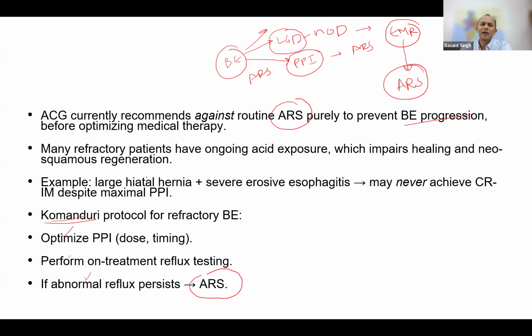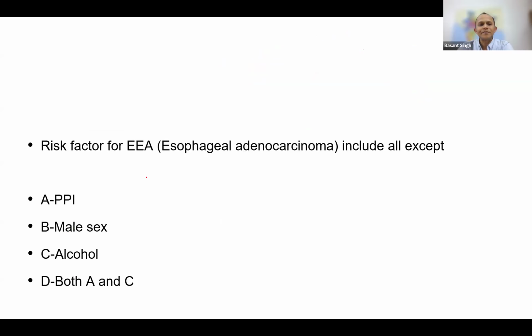So that is the whole idea of Barrett esophagus. First, give PPI, optimize the patient. If you have any dysplasia, do endoscopic resection. Even after all these things, if there is reflux and the patient is symptomatic, then you go for anti-reflux surgery. Correct? Risk factor for adenocarcinoma: this is again a very repeated question. And there's a new table again in the new Shackelford. All except.